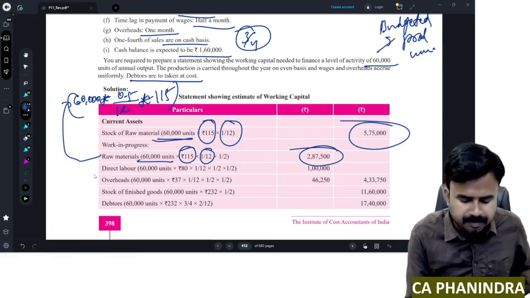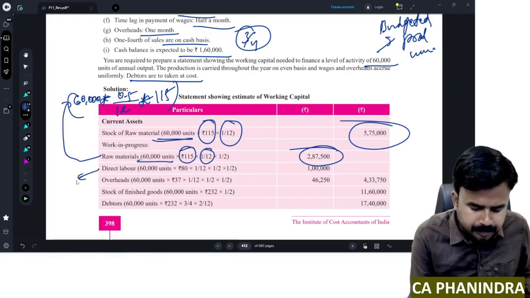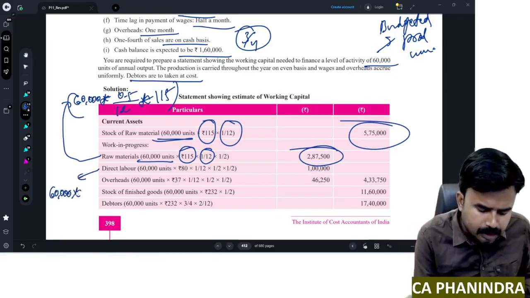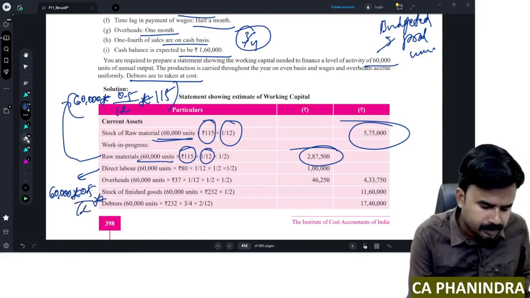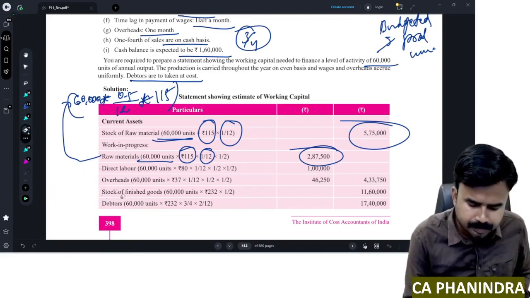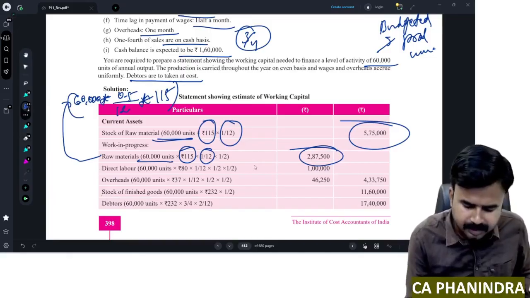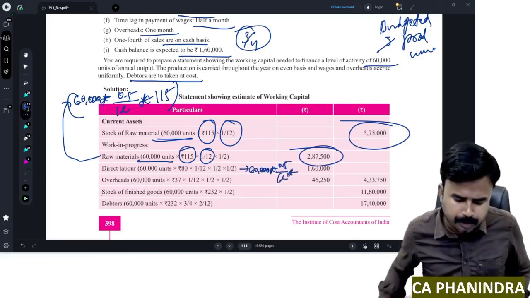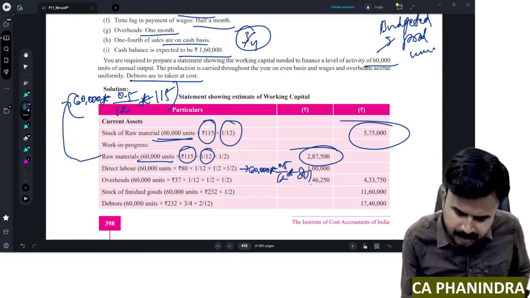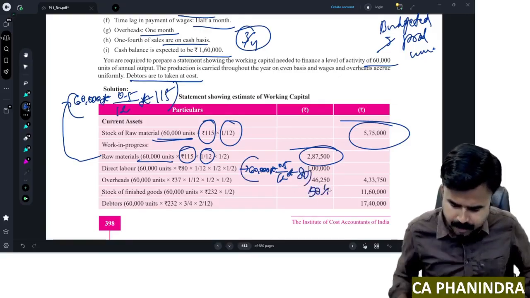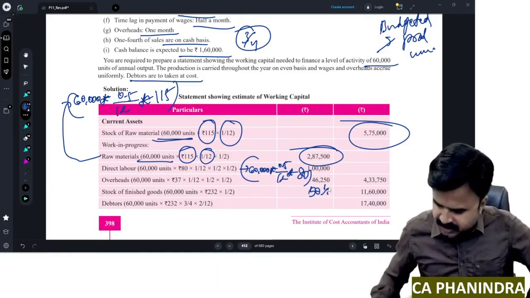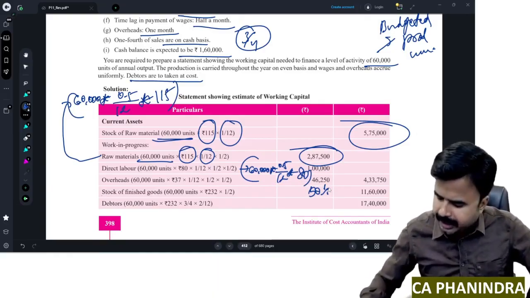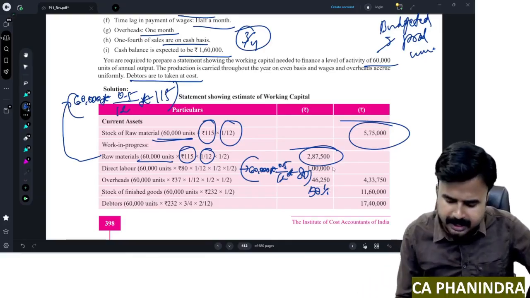Coming to direct labor, the answer will change because for direct labor and overheads, it is only 50% complete. Then the formula will be 60,000 units into 0.5 by 12 into direct labor cost per unit, that is 80, into 50%. I should multiply 50% also. 60,000 into 0.5 by 12 into 80 rupees into 50%. I got 1 lakh. Yes, that's what we got.